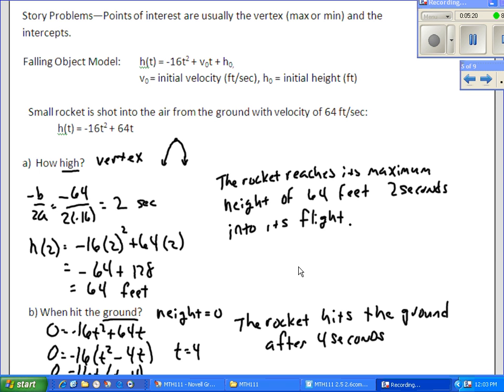And of course, I've given more information here in my answer than was actually asked for. The only piece of information I really needed to give is that the maximum height was 64 feet. The time when it hits the ground: when will it hit the ground? So that's time. When it's on the ground, its height is 0, so set the height equal to 0, solve, we get t equals 4, and the rocket hits the ground after 4 seconds.